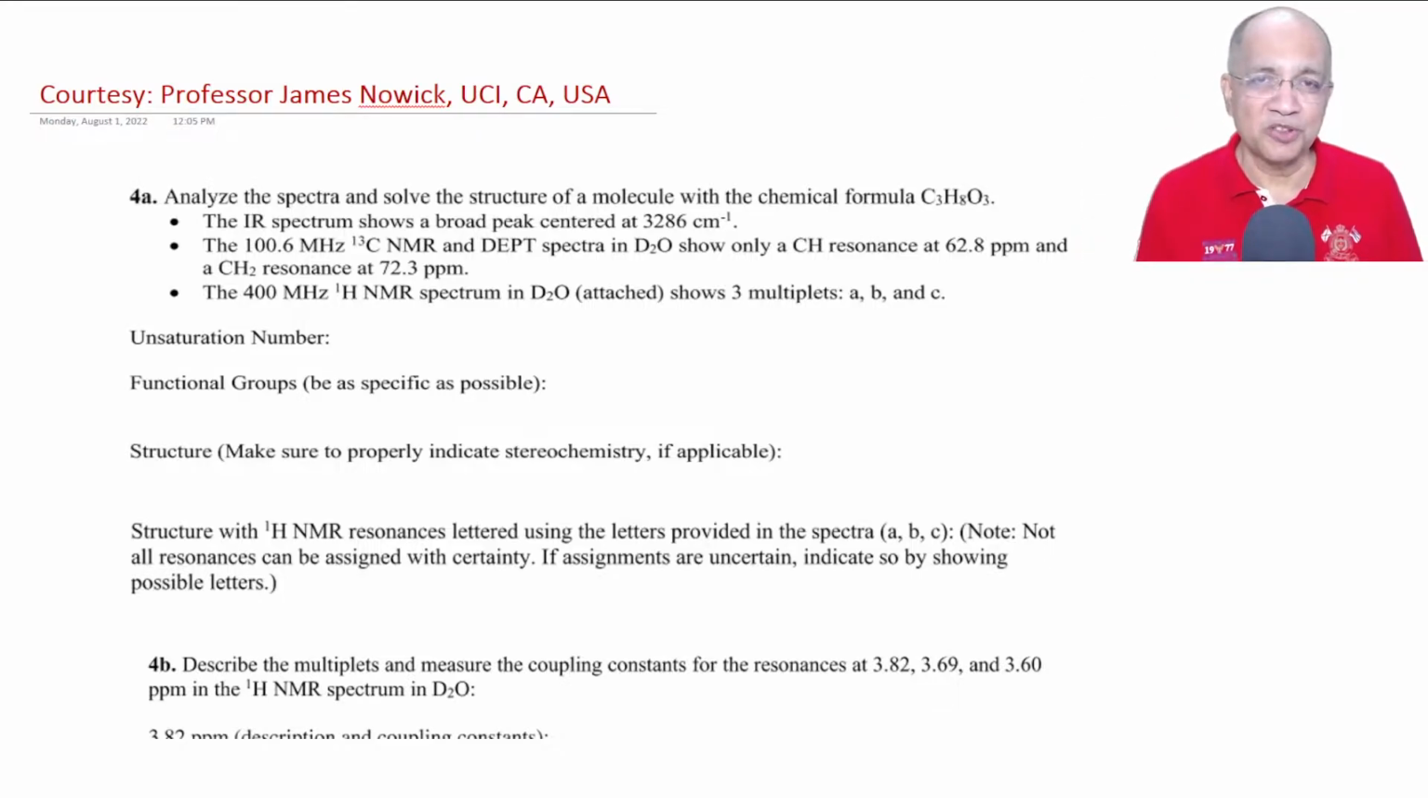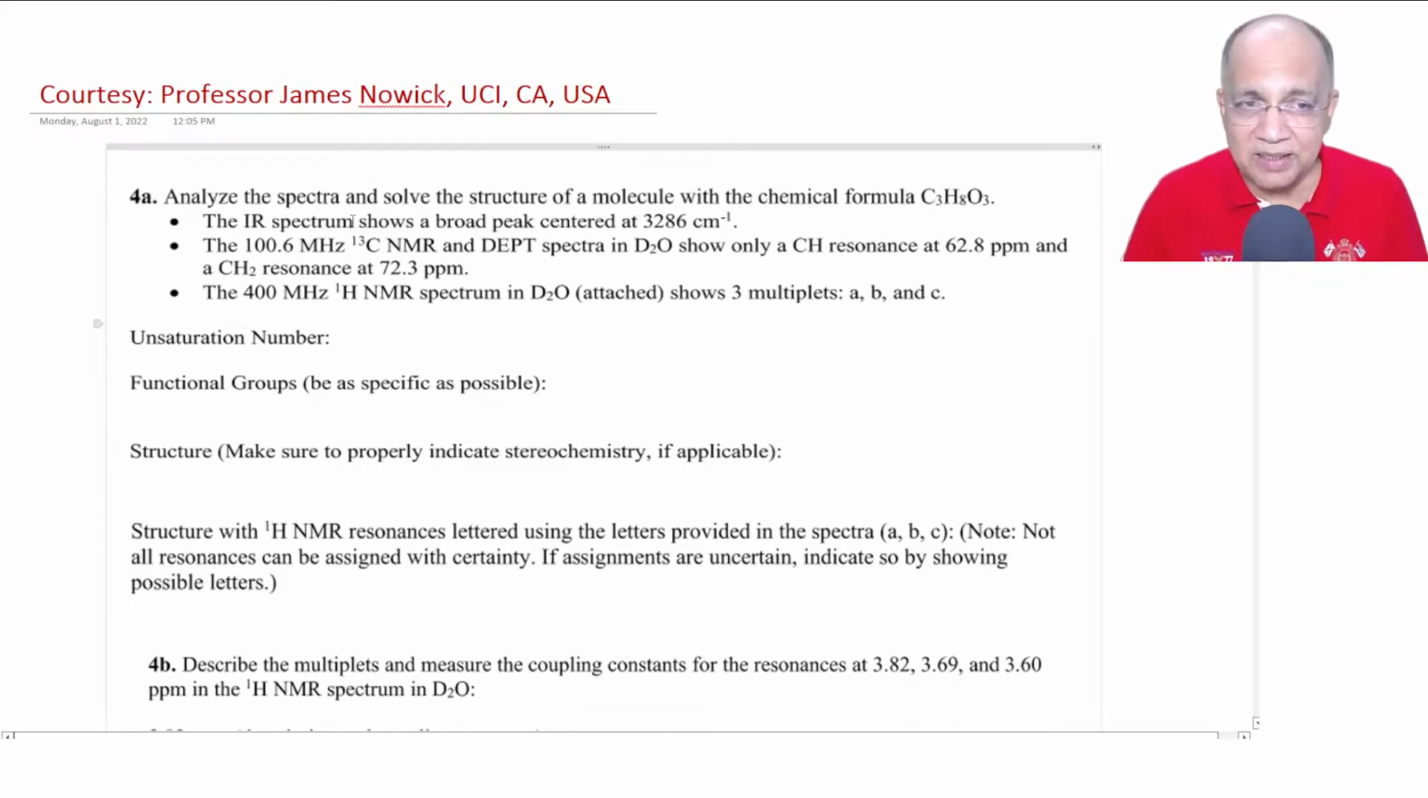Thank you, Professor James. We are discussing your problem, how interesting it is. Now see, I'm just reading it out. Analyze the spectra and solve the structure of a molecule with the chemical formula C3H8O3. It's a very simple molecular formula. The IR spectrum shows a broad peak centered around 3286 cm⁻¹. So this clearly proves that it has an OH group, right?